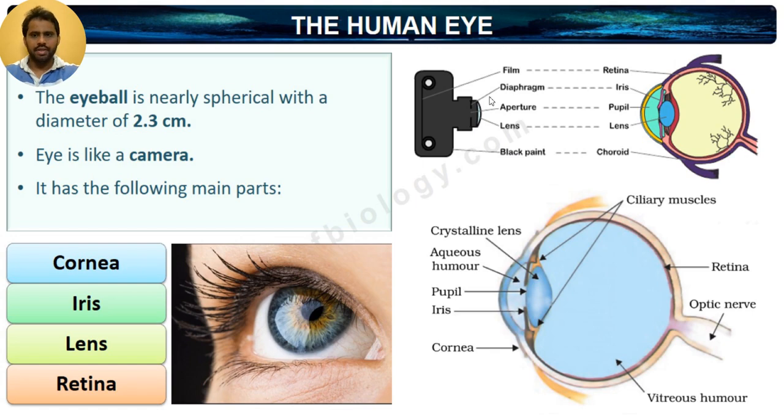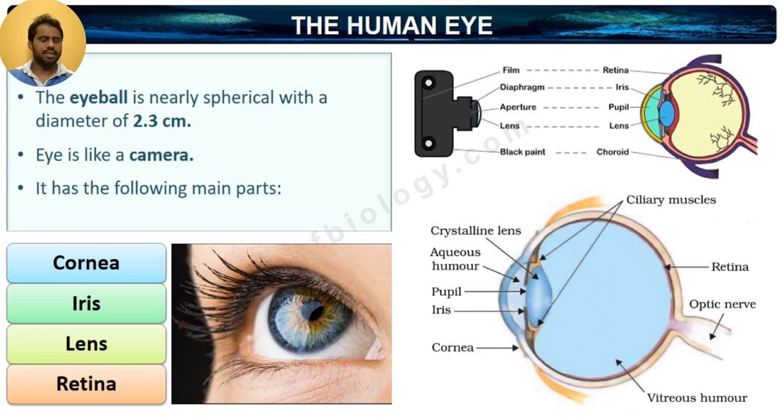In the same way, we have a diaphragm in the camera, and we have an iris in the eye. An aperture is the size of the camera opening, through which the image is taken. Pupil is the size of the eye opening. Lens of camera, lens of human eye. Black point and the choroid. A similarity has been tried to be established between the human eye and the camera.